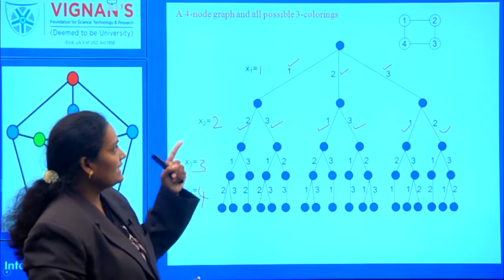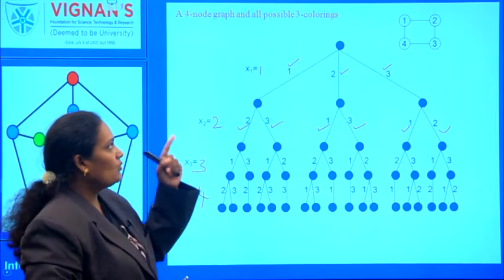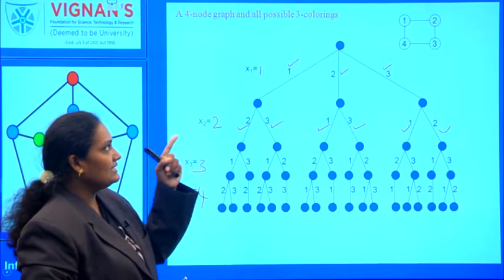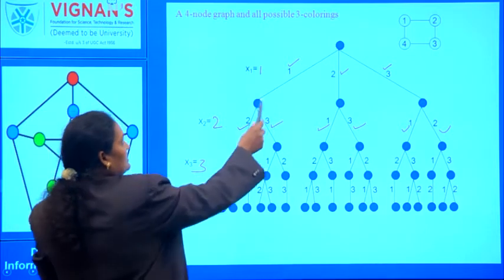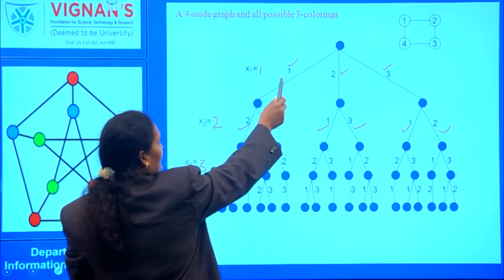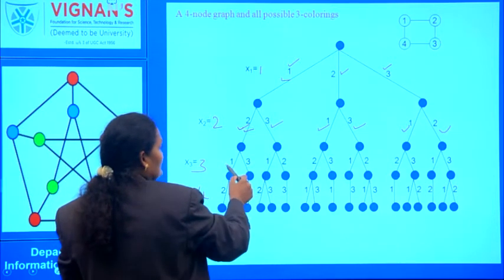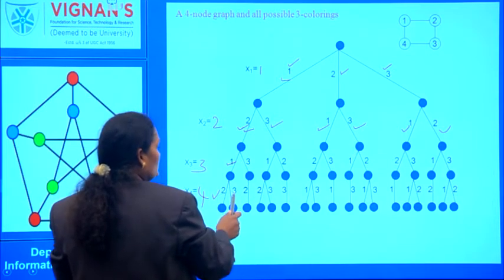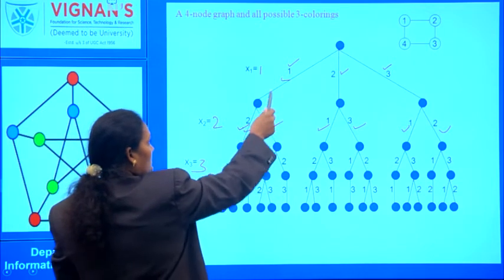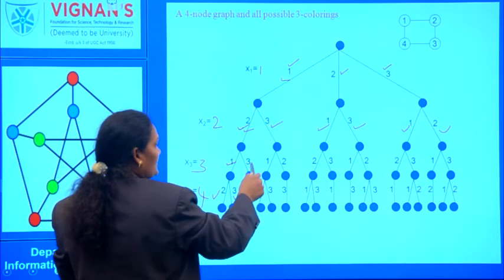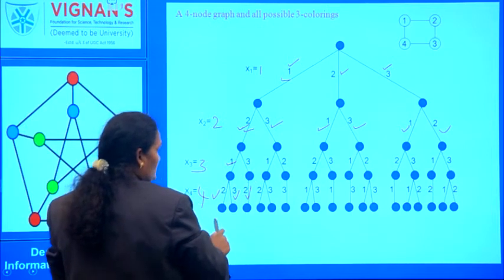Now coming to vertex 4, it is adjacent to 3 and 1. The colors I used at 1 and 3, the same colors I cannot use at 4. Now, if I used 1 at vertex 1, 2 at vertex 2, and 1 at vertex 3, I can use either 2 or 3. If I use 1, 2, 3 here, I cannot use 1 and 3. So, I can use 2 only here.